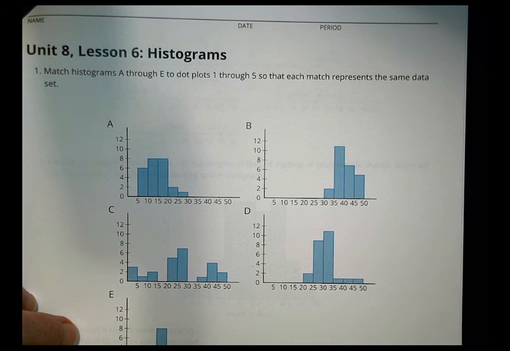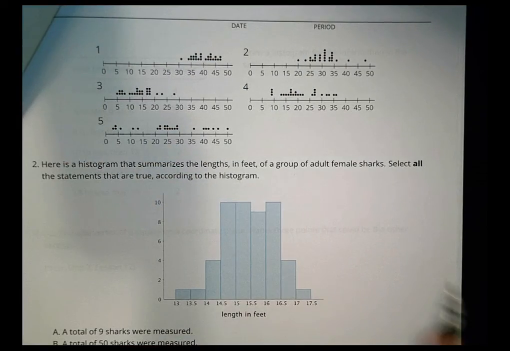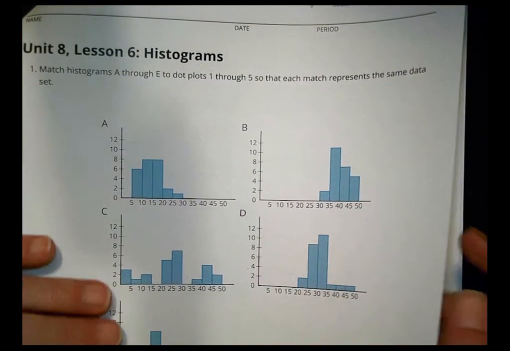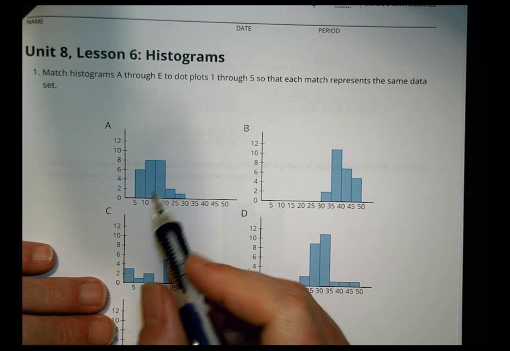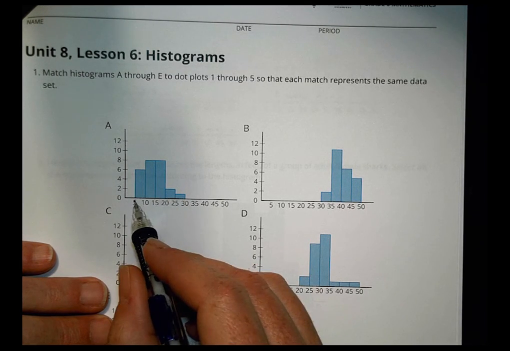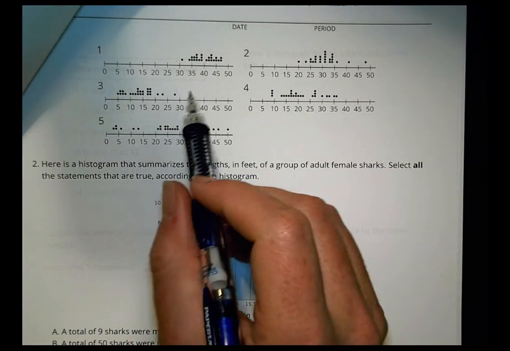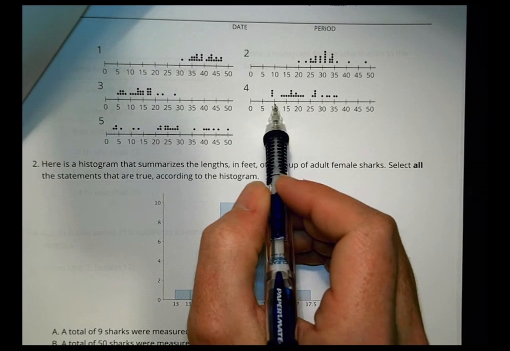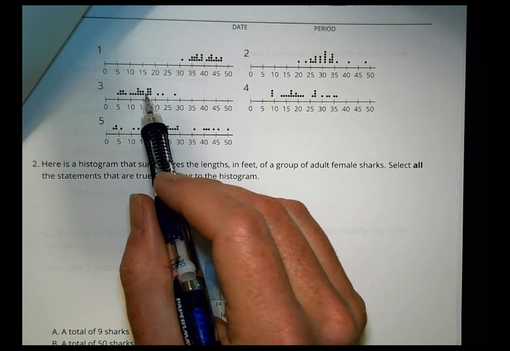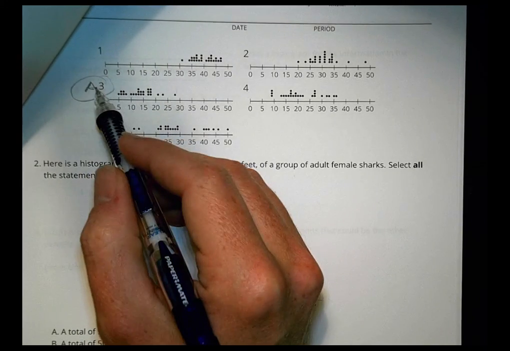All right, so here's homework for lesson 6. We're going to match these histograms to the dot plots on the next page. Mine's on the next page, kind of annoying. All right, so they match and represent the same data. Here we have a dot plot going from about 5 to 30 with most values between 5 and 20. So where do I see 5 to 30 with most between 5 and 20? Nope, a little too far. Here's 5 to 30, most between 5 and 20. That looks good. I'm going to put A with this one, all right?